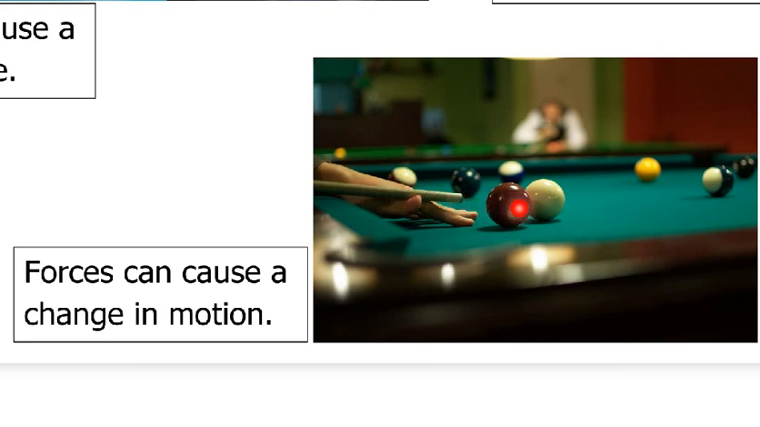Obviously, this person is about to hit this ball, and that's going to change its motion. The force of the cue stick hitting the ball will change the motion of that ball. It will start moving. And then this ball is probably going to hit another ball, and that will change the motion of that ball when the force of this ball strikes it. Right, and the angle and all that. Anyway, cool. If you ever play billiards, you know what I'm talking about.